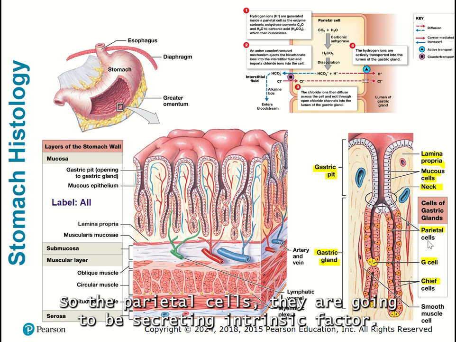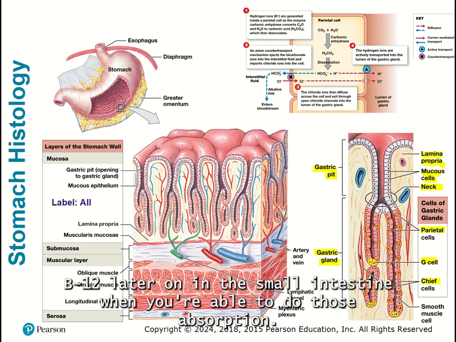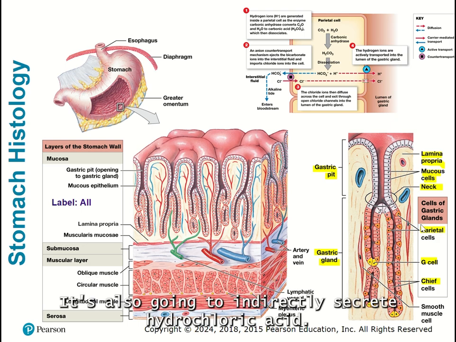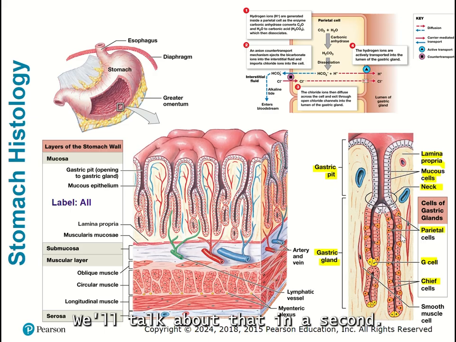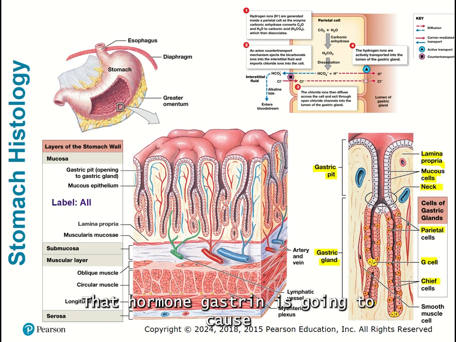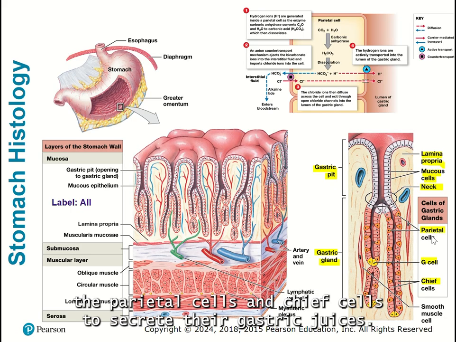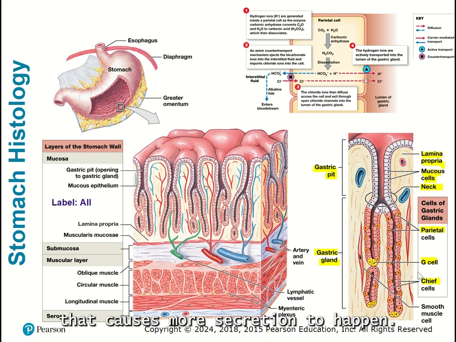So the parietal cells are going to be secreting intrinsic factor. Intrinsic factor is a glycoprotein, and it helps you absorb B12 later on in the small intestine when you're able to do those absorptions. It's also going to indirectly secrete hydrochloric acid. So it's going to secrete hydrogen ions and chloride ions, which we will then use to create the HCl. We'll talk about that in a second. The G cell down here is going to secrete the hormone gastrin. That hormone gastrin is going to cause the parietal cells and chief cells to secrete their gastric juices. So this is a stimulating cell that secretes a hormone that causes more secretion to happen.